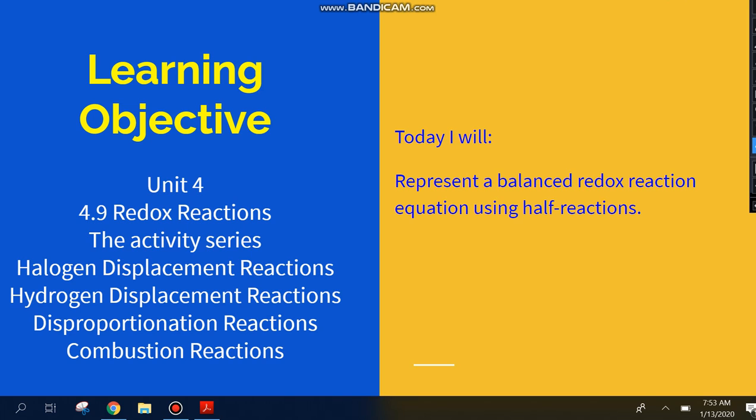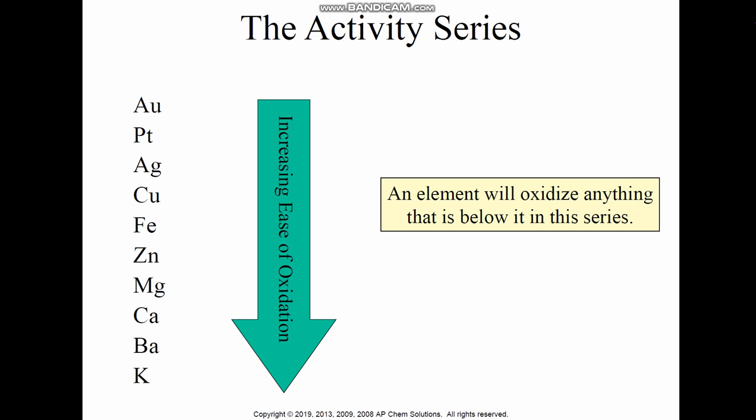Today's learning objective is for Unit 4, 4.9. We're just doing part 1 of Unit 4, 4.9, redox reactions. You're going to represent a balanced redox reaction equation using half reactions. We'll talk about the activity series, and you'll see the 4 different types of redox reactions here. So the first thing I want to talk about is the activity series.